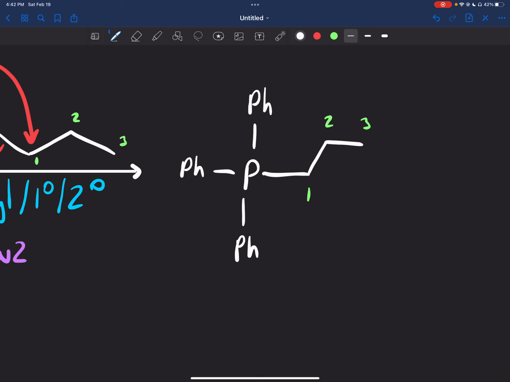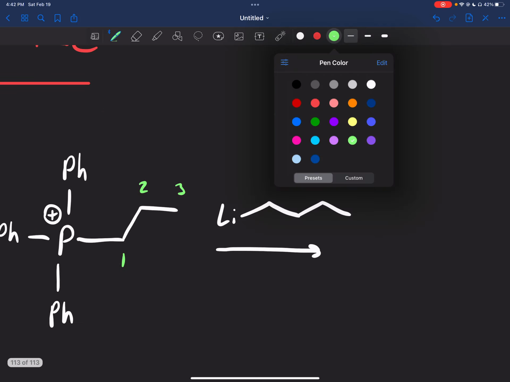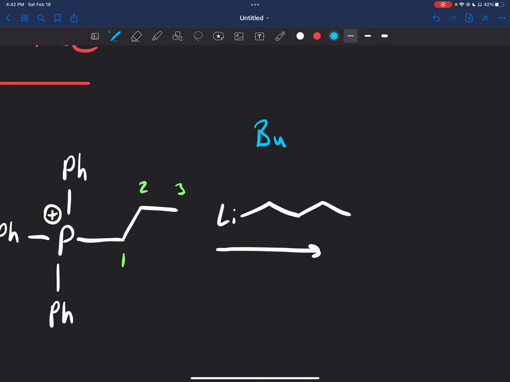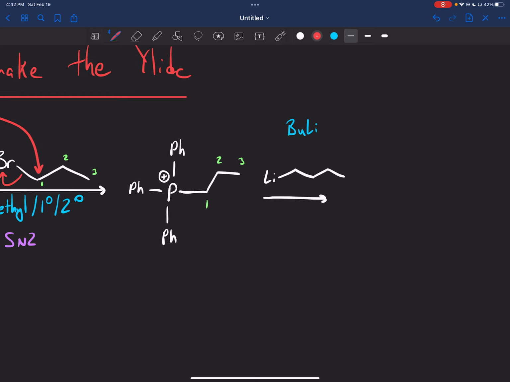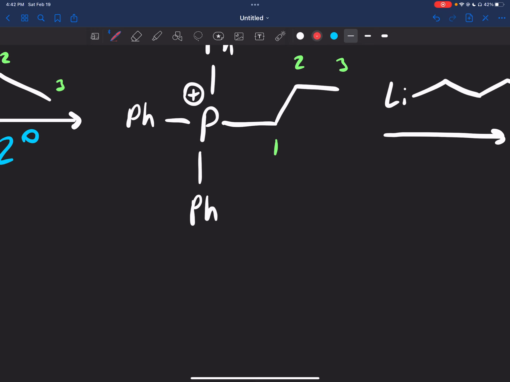Now what we're going to use is butyl lithium, which looks like this. It's a lithium on a 4-carbon compound. You can write it as BuLi. So this is a base, and it's a strong base. What it does is it's going to go to the carbon that phosphorus just attacked, and it's going to look at the hydrogens on it. So there's 2 hydrogens there. Let's draw them out. And it's going to deprotonate one of them.